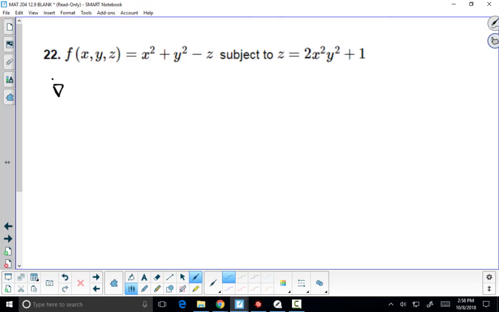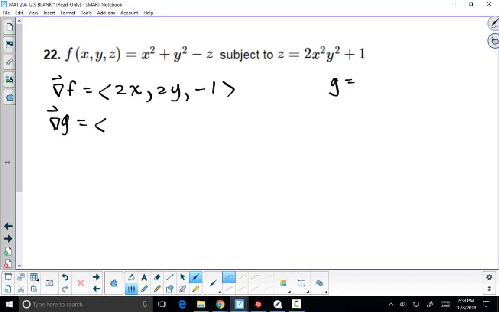Del F. This part's the easy part. We like this part. Solving the system is what's hard. Okay, so del G. We're going to have to be a little more clever over here because we have 3 components now. So for G, we either have to subtract the variables to the left or subtract the Z to the right. And it doesn't matter. It'll all come out in the wash. So our del G is going to be minus 4xy.